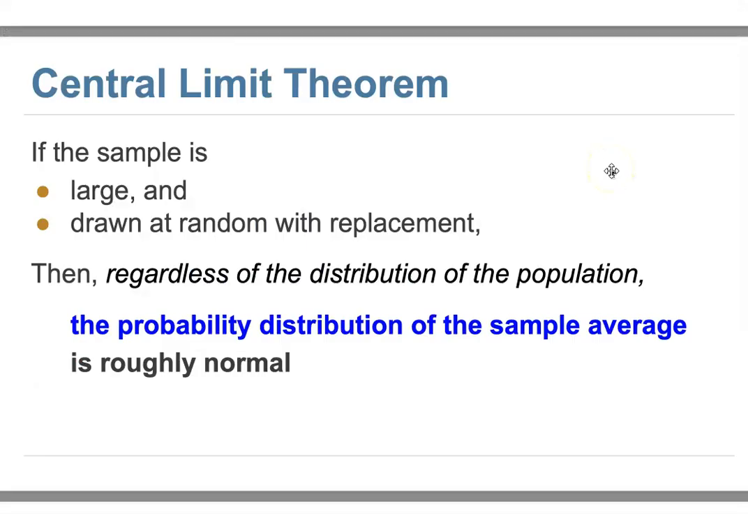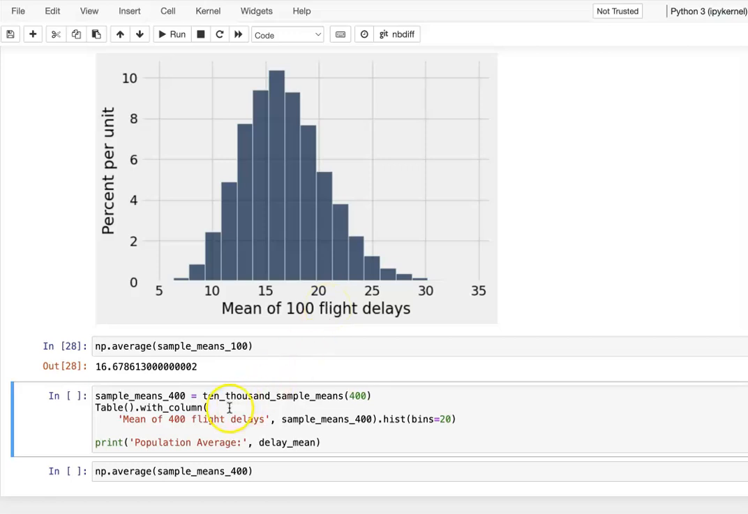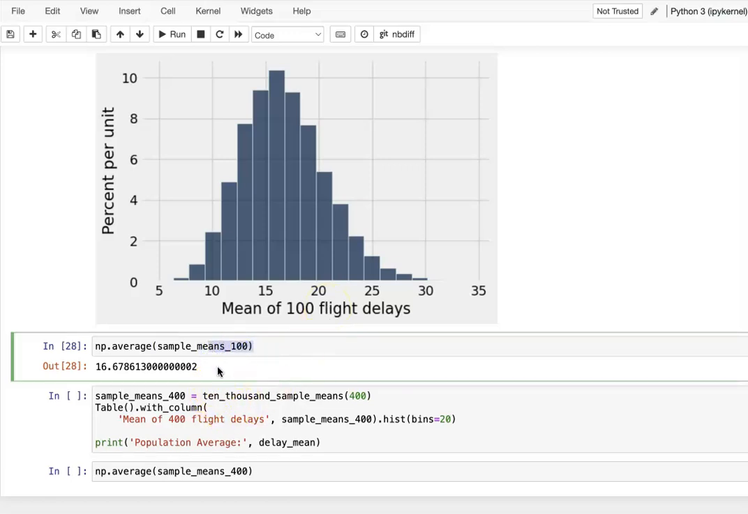The central limit theorem says that regardless of the distribution of the population, the probability distribution of the sample average is roughly normal, meaning the normal distribution. But the most important thing is that the sample needs to be large and drawn at random with replacement. That's what we did earlier. So let's go back to our demo, where we used a sample size of 100, which already shows the normal distribution well.